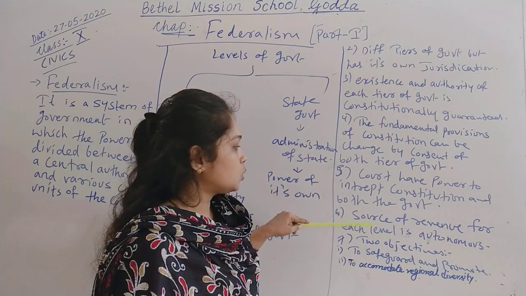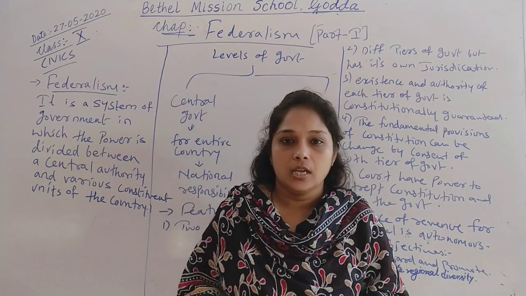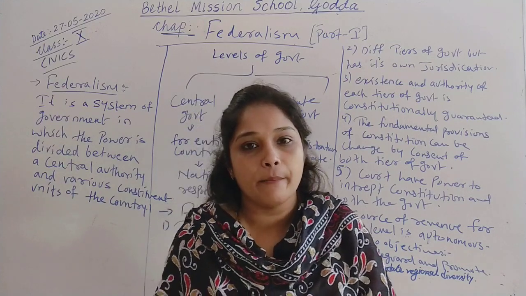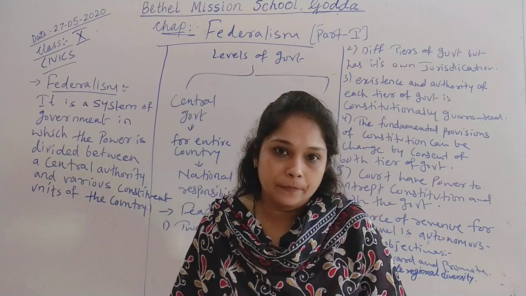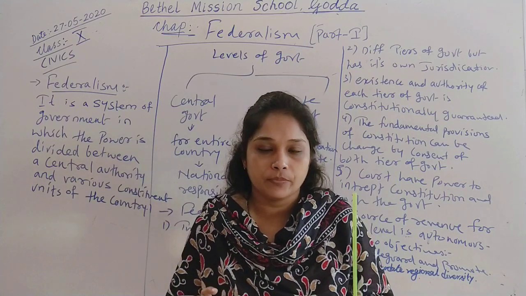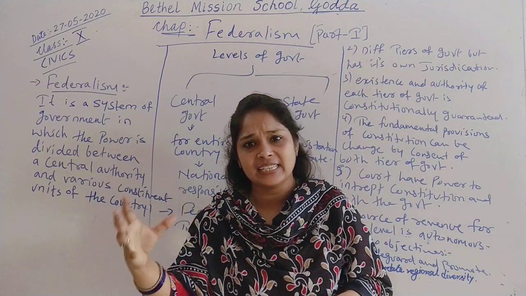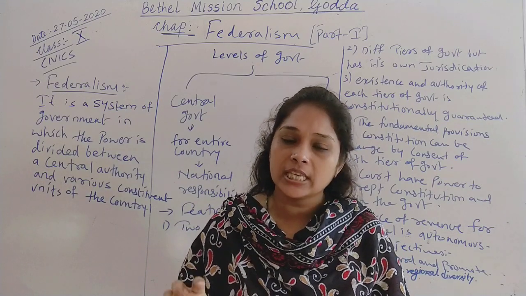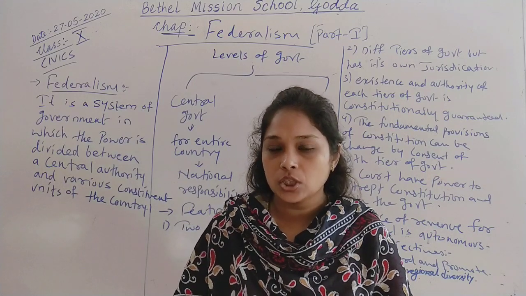Then the next one is that the source of revenue for each level is autonomous. When we talk about the government, both central government and state government have their own monetary requirements when they want to run the country or the state. So central government and state government have their own autonomous revenue system on which they can make laws, and they can collect revenue from the public, like direct taxes or indirect taxes. We have service tax. All these taxes are the source of revenue of the government. Excise duties and all these things.